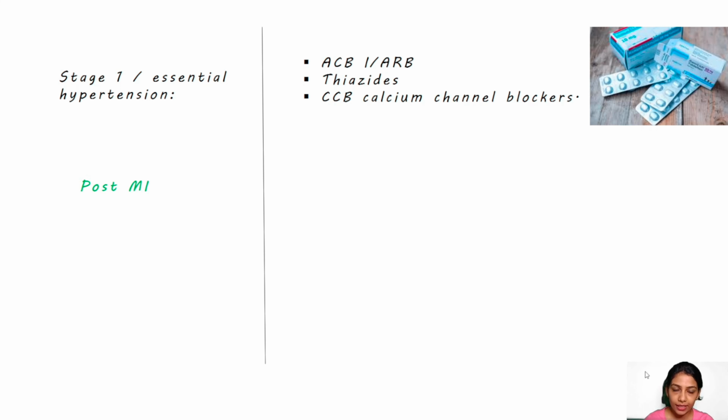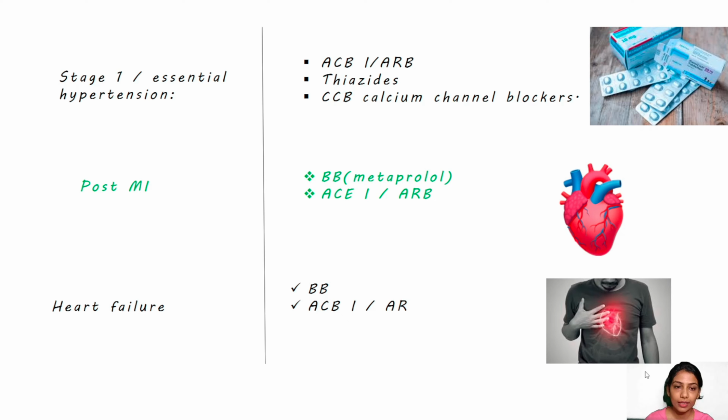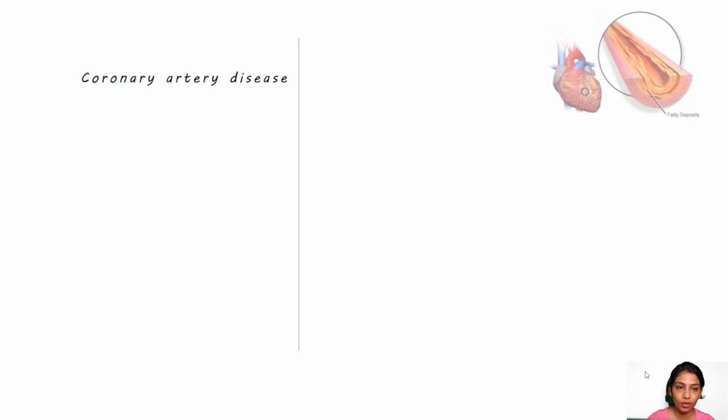In patients with post myocardial infarction, or after a heart attack, we usually prefer beta blockers, especially metoprolol, along with ACE inhibitors or ARBs. This is because these medicaments help to reduce the workload on the heart and improve long-term outcomes. Then for patients with heart failure, treatment commonly includes beta blockers or ACE inhibitors or ARBs such as losartan, and spironolactone. For patients with coronary artery disease, use beta blockers, calcium channel blockers like amlodipine, and nitrates. These drugs help improve blood flow to the heart and reduce chest pain.